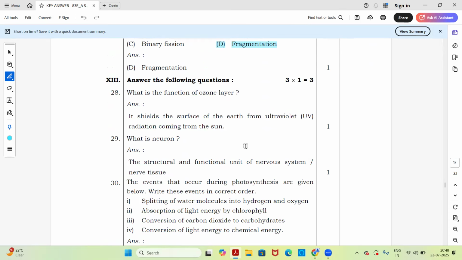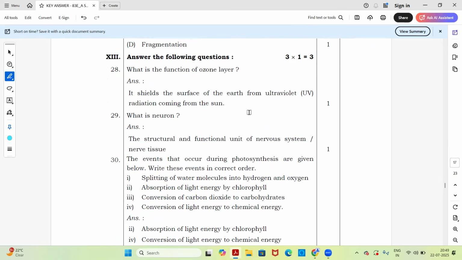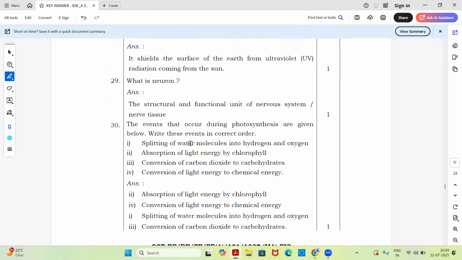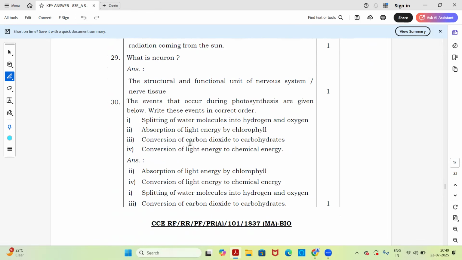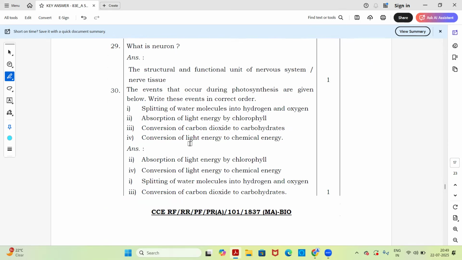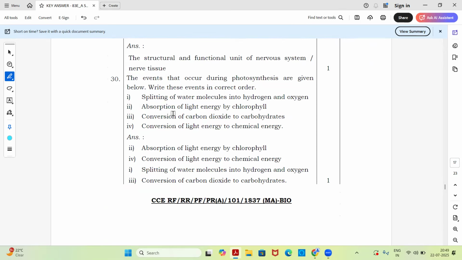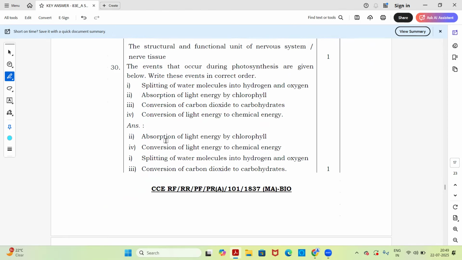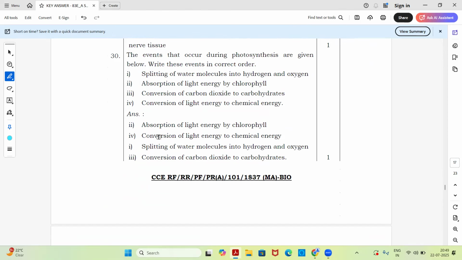Next, what is the function of ozone layer? So this is one of the questions. Answer is given here. Next question is what is a neuron? Next, the events that occur during photosynthesis are given below. Write these events in correct order. Okay, what happens or what occurs first during photosynthesis? You need to write it in a correct order. These four steps are there, which are the processes of photosynthesis, but you need to arrange them in the right order. So the answer is given here. Point number two first, four, and then one, and then three.